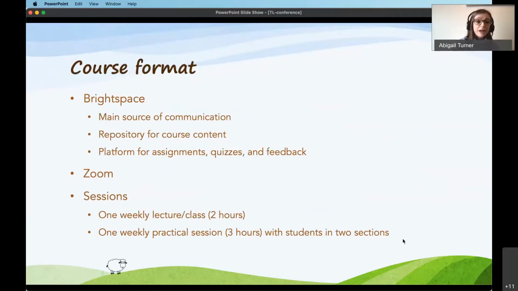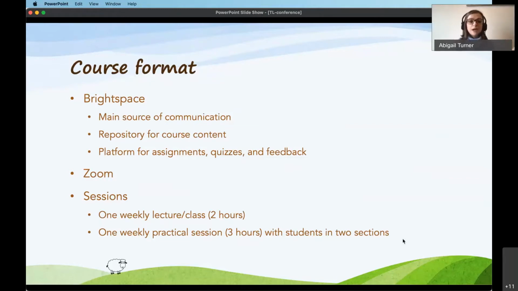So I'll just talk a little bit about our specific course format. We predominantly use Brightspace. It was our main source of communication, especially with the announcement section. It was a repository for our course content and a platform for assignments, quizzes, and feedback. We also use Zoom. We initially used Zoom because we really wanted to use the breakout features, and initially WebEx did not have that feature. So we used Zoom as it allowed us to carry out our simulated interactions, and the breakout rooms also enabled us to split the students up into groups and do the group work.